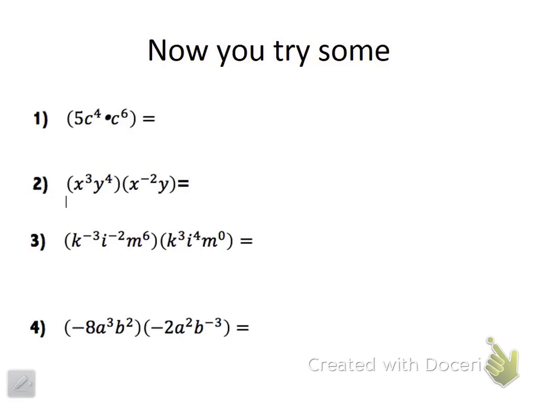All right, so this is the same as 5c to the 4th times 1c to the 6th, because there's always a 1 in front. So we've got 5 times 1, which is 5. Then we've got to add our exponents since the bases are the same. So 4 plus 6 is 10.